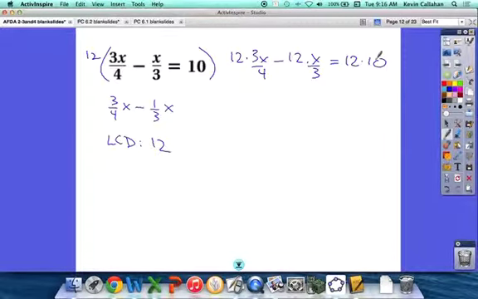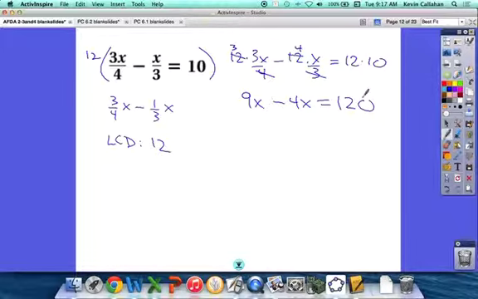Now, if you notice, the 4 in the denominator here actually divides evenly into 12. So you can cancel the denominator. And the same thing here, the 3 divides evenly into 12. Well, it should, because the 12 was the least common denominator for both of them. So I can simplify this by doing that. Cancel the denominators. And now this thing is 3 times 3x, which is 9x, minus 4x equals 120.